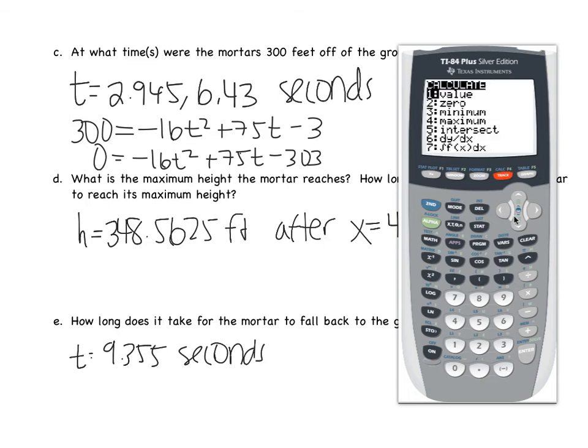So we're going to do the same thing: go back to second calc, calculate the point of intersection again. This time scroll all the way to the right, so you're going to have to keep hitting right until you see your point near that other 0. There, I found it, and again I'm going to hit enter 3 times until I find my other point of intersection. So the other time that the mortar is 300 feet off the ground is at 6.43 seconds.